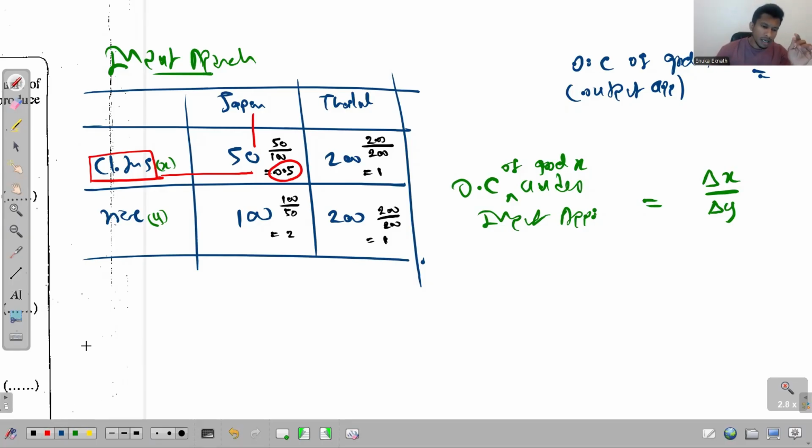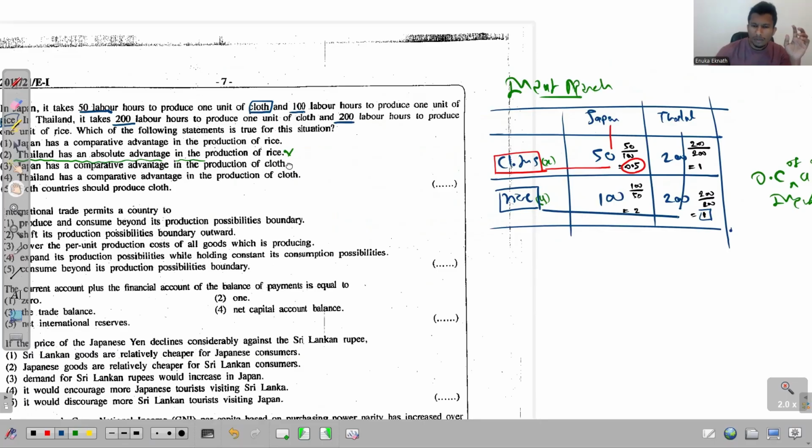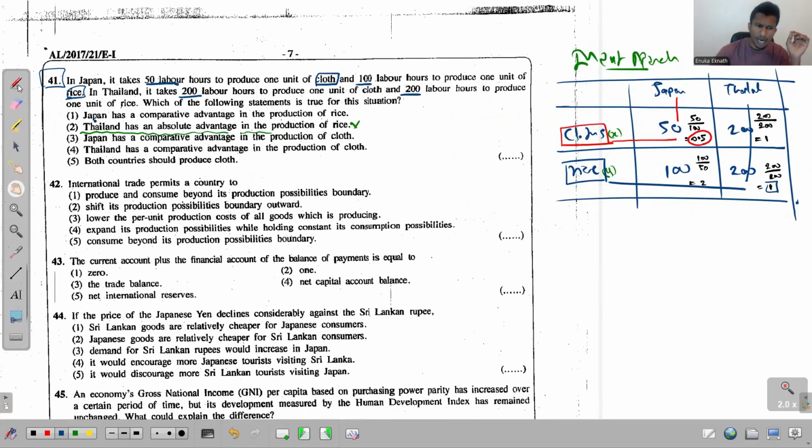And on the other side, if you look at the rice production, Thailand has the lowest opportunity cost of producing rice. Clear? So the comparative advantage of producing clothes is with Japan, and that of producing rice is with Thailand. If you have calculated these values, you can very easily recognize the answer for this one. We'll read the first option. Japan has comparative advantage in producing rice. See, Japan has the comparative advantage in producing clothes, not rice. So this is wrong then.